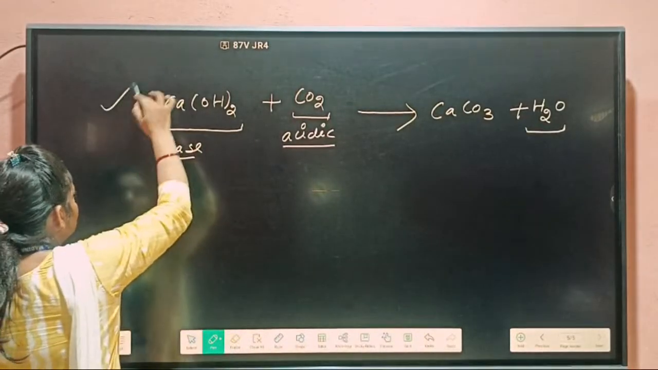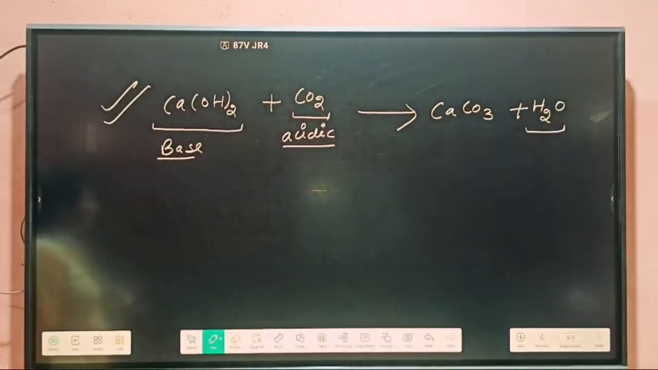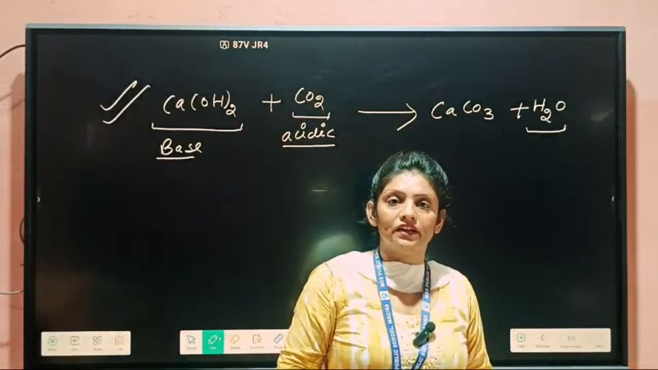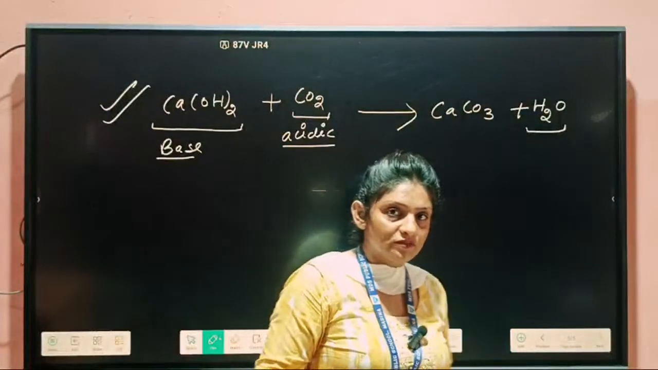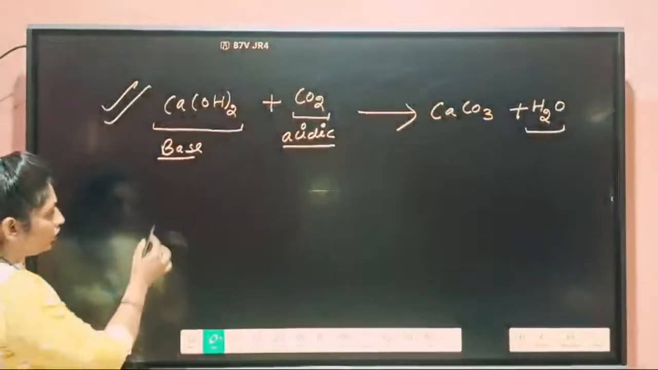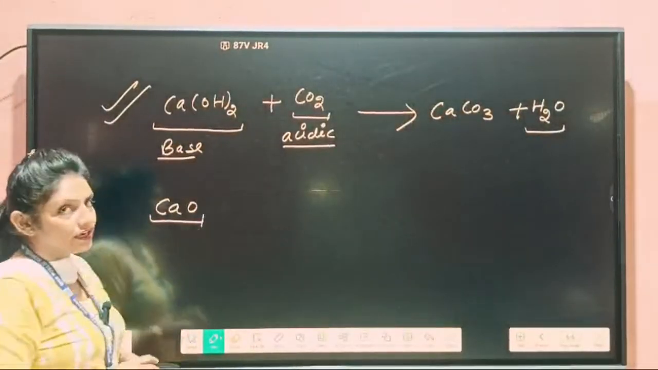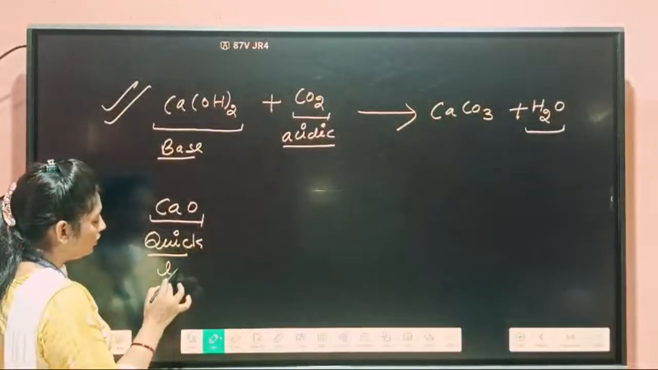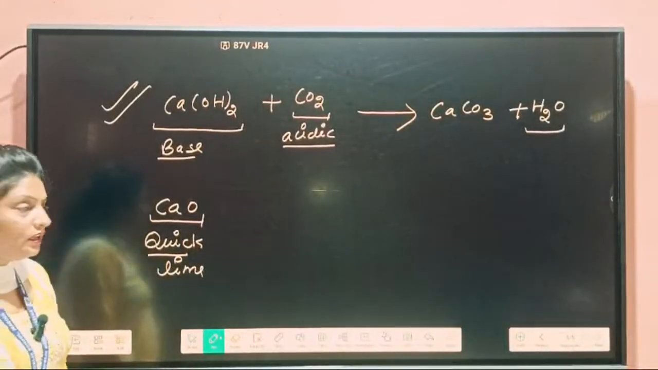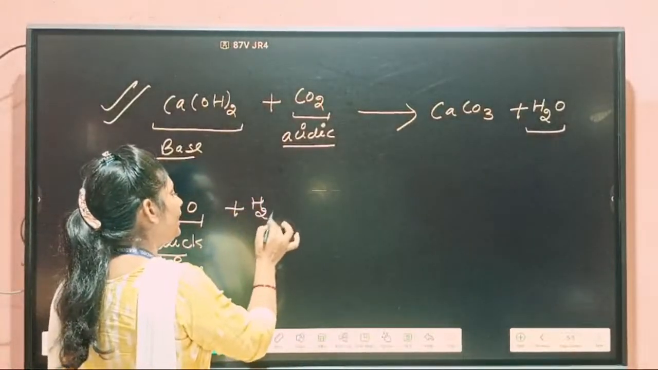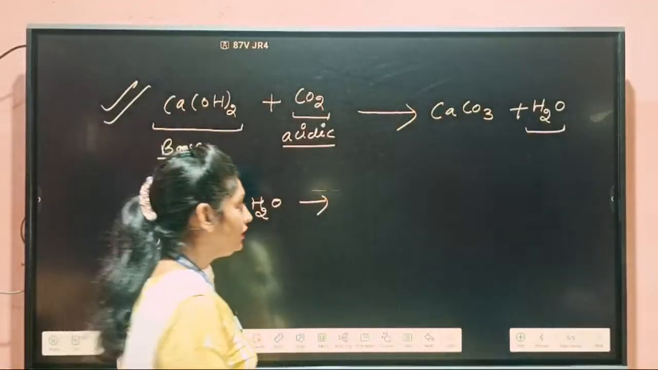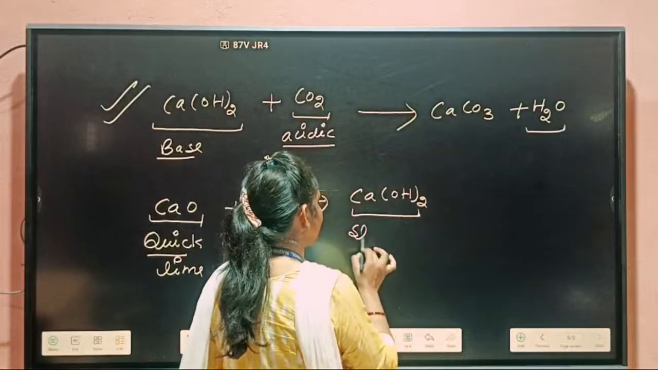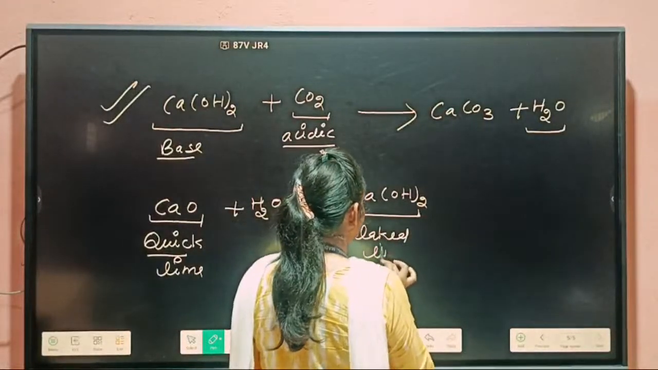Students, you know, after whitewashing the walls, after 2 or 3 days, the walls become shiny. Why? Can you explain? Okay. So students, you know, we have calcium oxide. Calcium oxide is also known as the quicklime. I think I have explained this one. Then students, when we add water into this one, it turns into calcium hydroxide. And calcium hydroxide is known as the slaked lime.